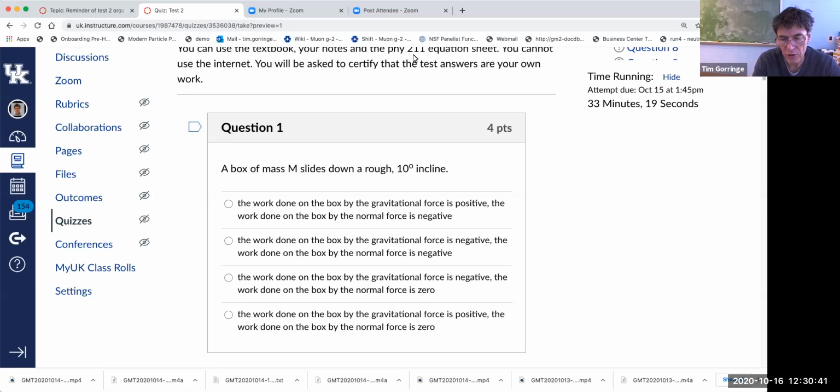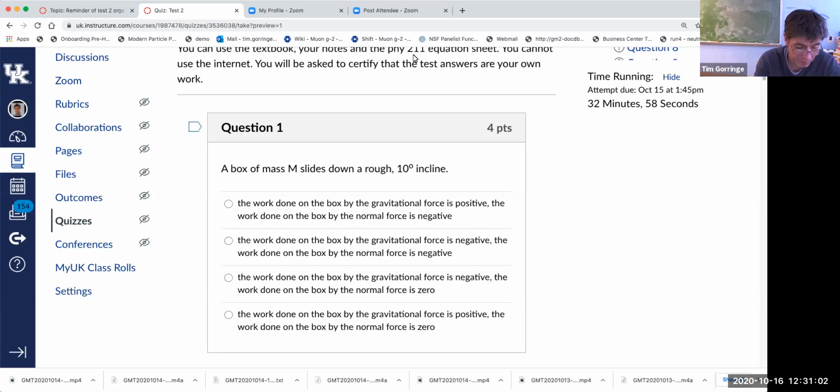I just wanted to work through test two. This is my copy of test two. There are different versions of test two, so you might have a slightly different version. But the questions that you got should resemble the questions that I got.